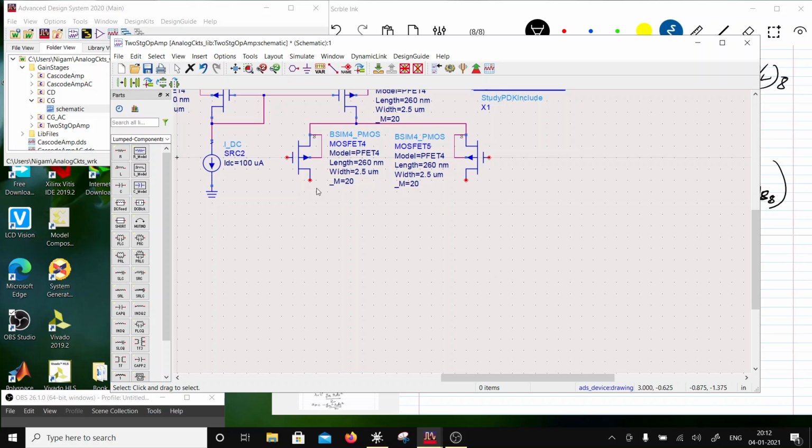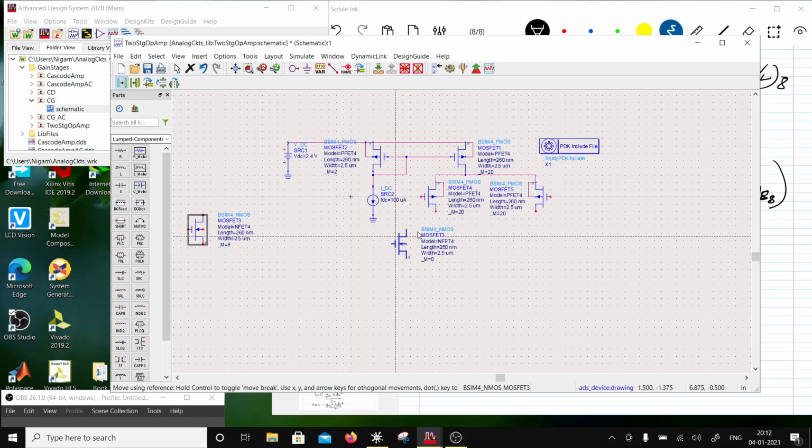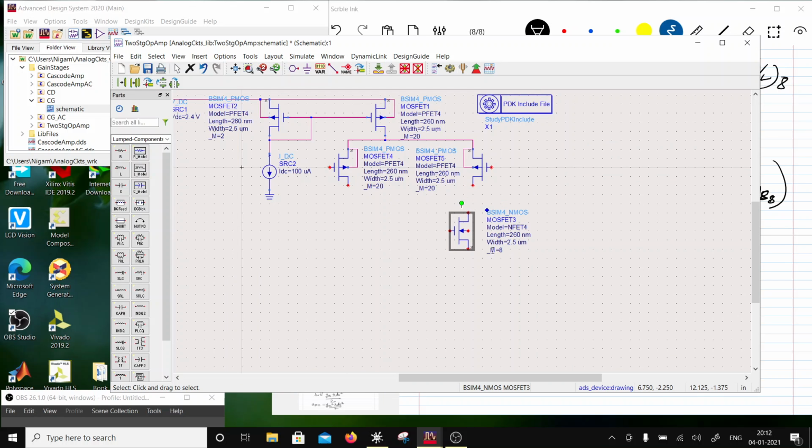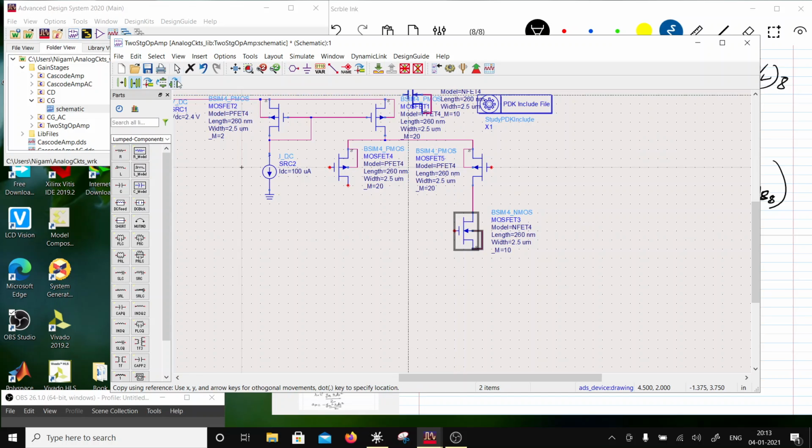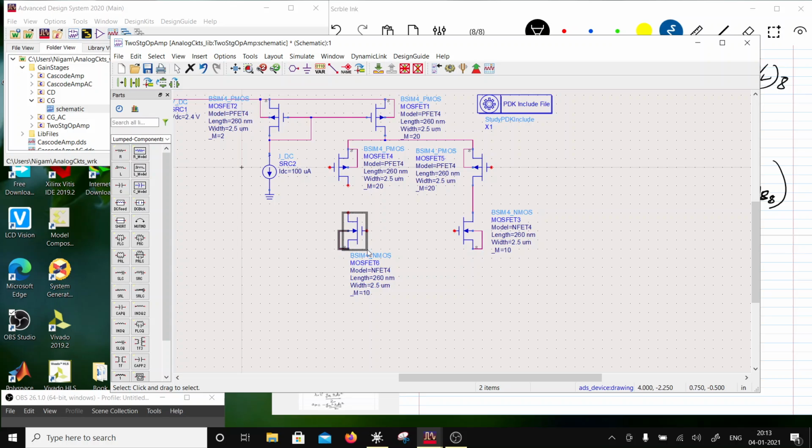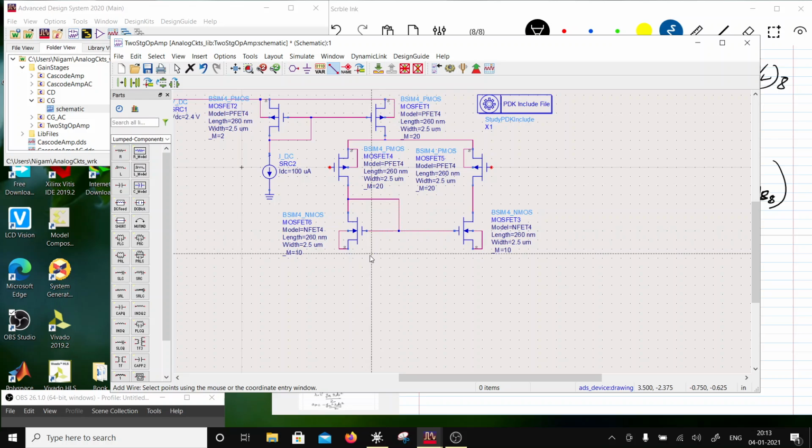Now the NMOS devices are going to be half of that, roughly, because the mobility is actually 1/3. So this is going to be, let's say, 10. And I'm going to just repeat that on the other side. I'm going to combine it, or maybe I'll do it later on when I make a symbol for this.